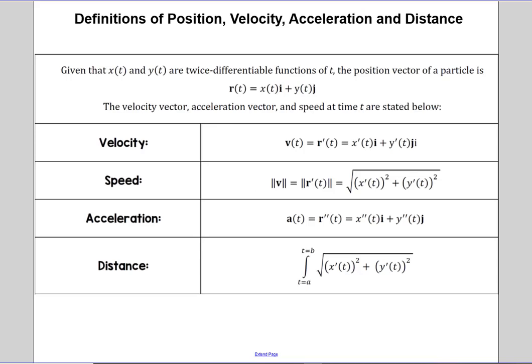And here on this screen, we're going to define velocity as r prime of t, where we've taken the derivative of the horizontal component and the derivative of the vertical component. And speed is the absolute value of velocity, which uses the distance formula. We saw that in our last lesson. Acceleration is the second derivative of our vector valued function, and then the distance formula is simply taking the definite integral from some point A to B using the velocity.